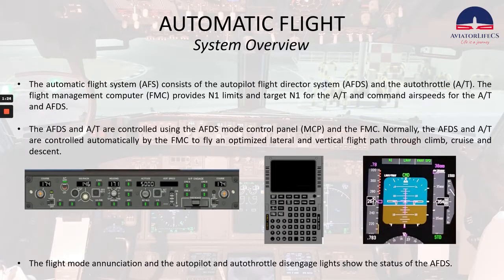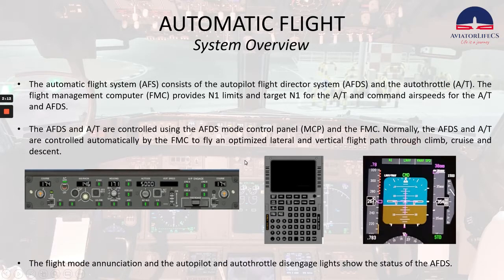The automatic flight system, or AFS, consists of the autopilot flight director system, or AFDS, and the autothrottle. The flight management computer, FMC, provides N1 limits and target N1 for the autothrottle and command airspeeds for the autothrottle and AFDS. The AFDS and autothrottle are controlled using the AFDS mode control panel, or MCP, which you can see here, and the FMC, which you can see here.